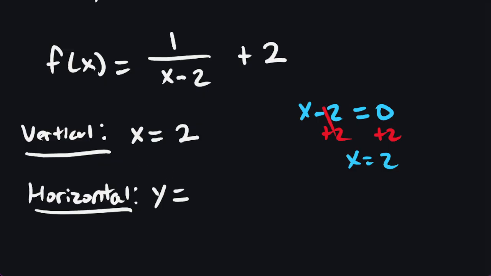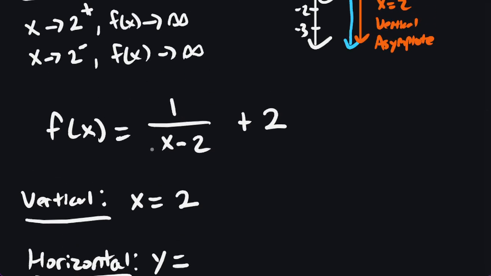But what about the horizontal asymptote? How are we going to find that algebraically? So that's a little bit different. What you want to do for a horizontal asymptote is take a look at the function and examine the term 1 over x minus 2, just the term that has the x value in it. You just want to look at this term alone and see what it approaches as x gets bigger and bigger, as x goes to infinity. What will this term become?